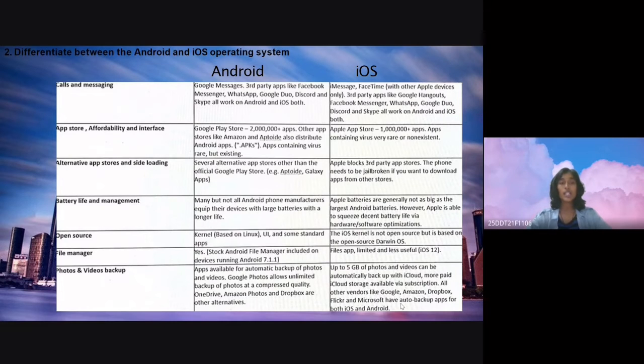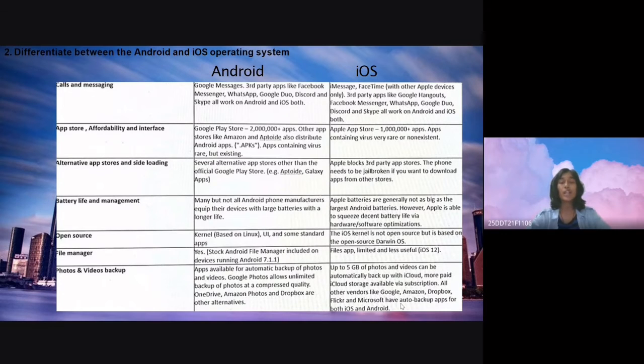Alternative app stores and sideloading for Android are several alternative app stores other than the official Google Play Store, for example, Amazon and Galaxy Apps. The alternative app stores and sideloading for iOS is that Apple blocks third-party app stores. The phone needs to be jailbroken if you want to download apps from other stores.